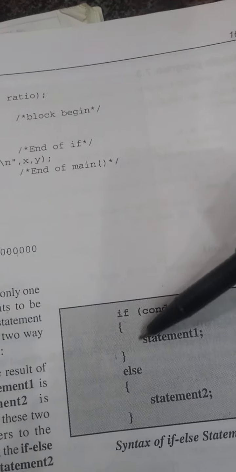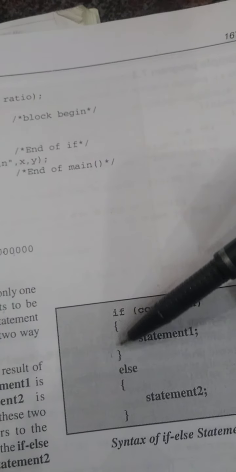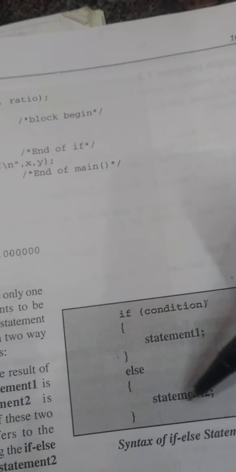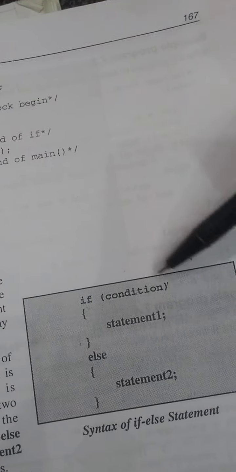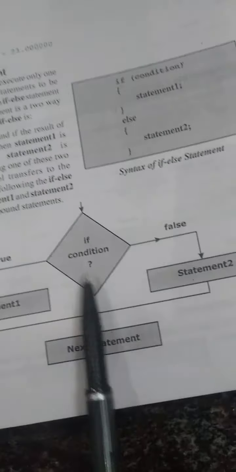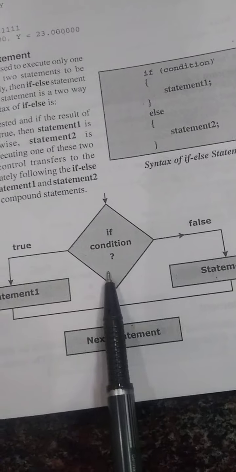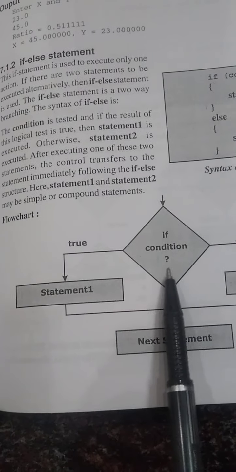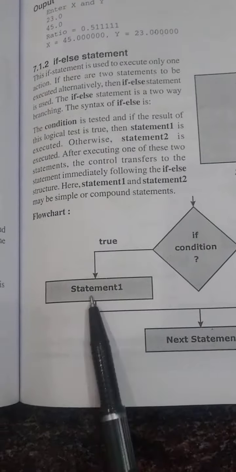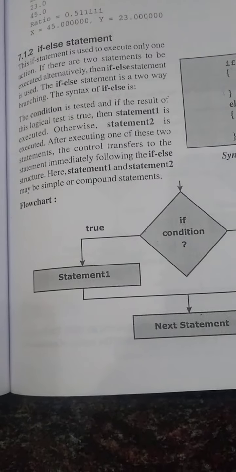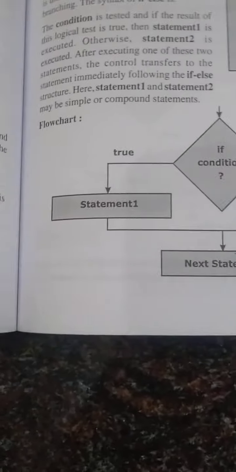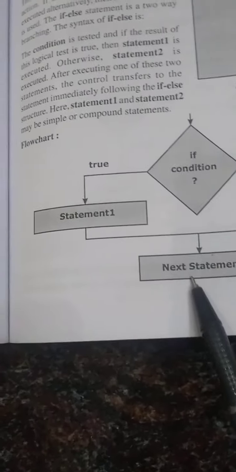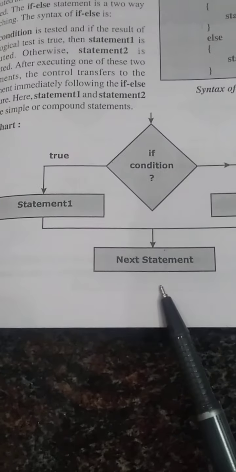So for the first statement you take the left and right curly braces, and again for the second statement you take another pair. This is the syntax for the if else statement. In the flow chart, if the condition, say A equal to B, is true, then it executes this branch, and if it is false then it executes the other, meaning A is not equal to B. Then both paths come to the next statement.